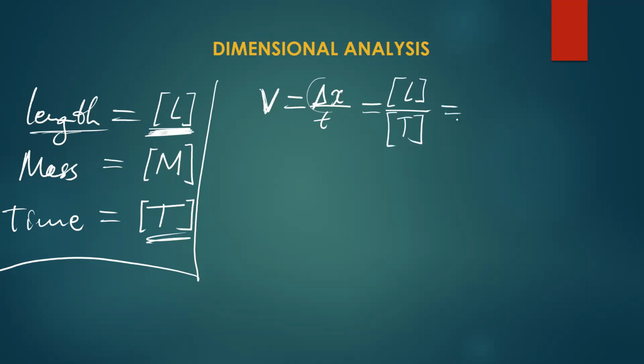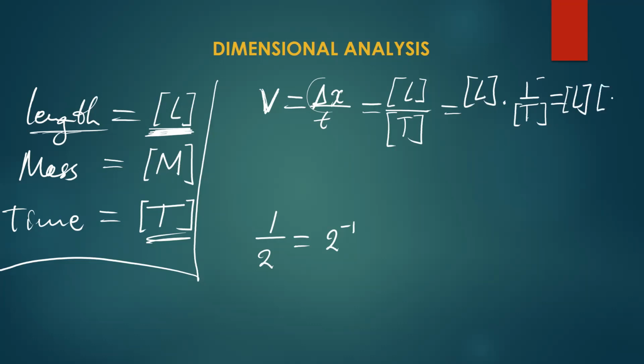Now this can also be written as, when I say 1 over 2, this can also be written as 2 to the power negative 1. The same applies here. We have L multiplying 1 over T. So this can also be written as L times T to the power negative 1.